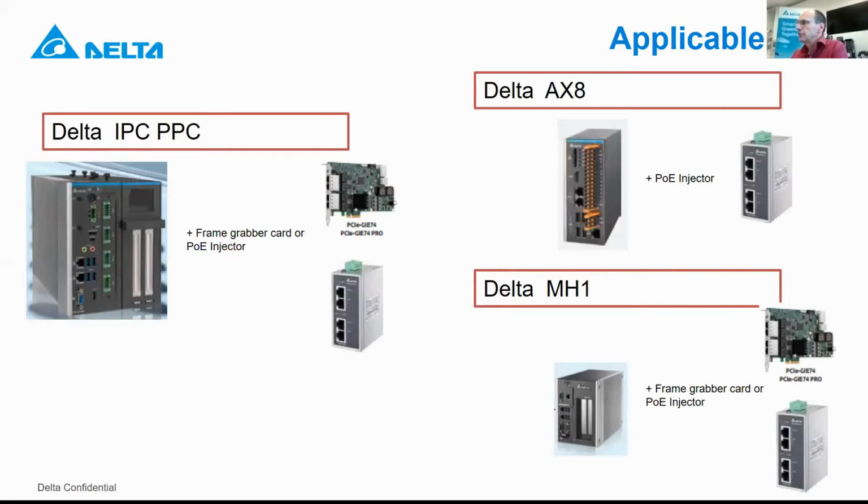And the third one, of course, is the MH1. You can put our frame grabber card in it, or you can use, of course, also a power over Ethernet injector if you don't want to use an external card. A frame grabber card we can provide you with for connecting 2 cameras or 4 cameras.